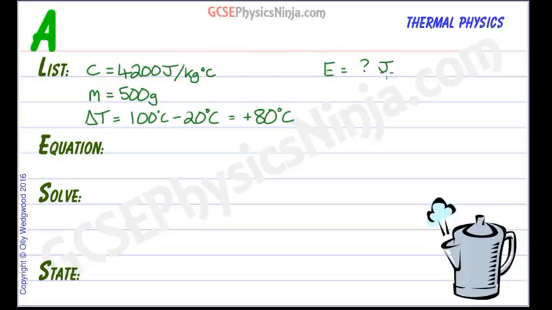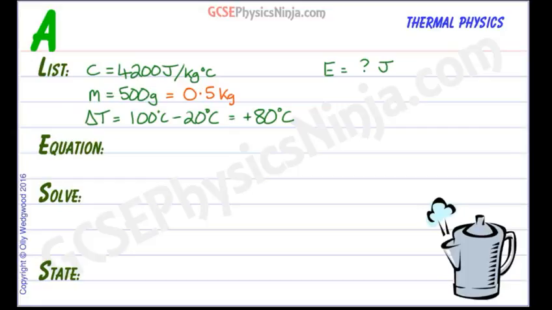It's tempting to rush on and put all these numbers into the equation, but it's a really good idea to hold fire once you've done your data list and check that we've got all the units in their standard format. So joules, kilograms, degrees Celsius, yes, that's okay. But look, we've got grams here, so that's not a standard unit in physics. We need to convert that into kilograms. There are 1,000 grams in each kilogram, so that would be 0.5 kilograms, dividing by 1,000.